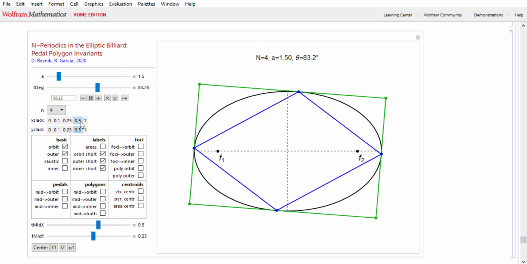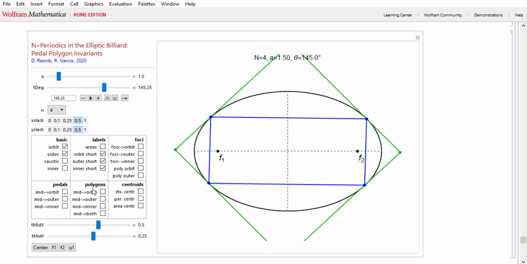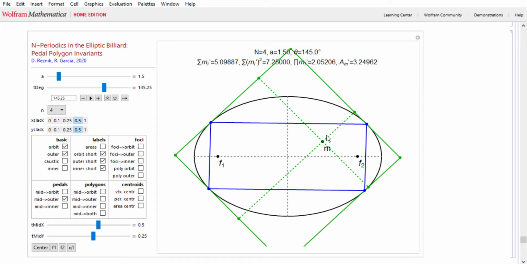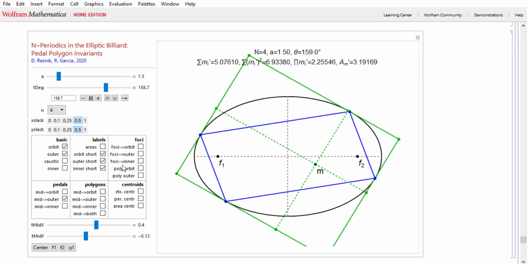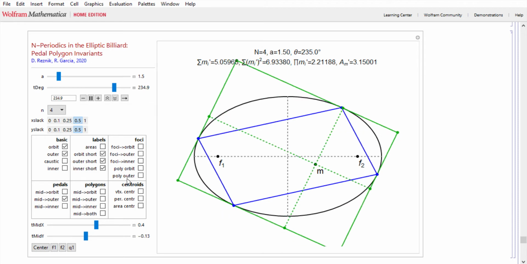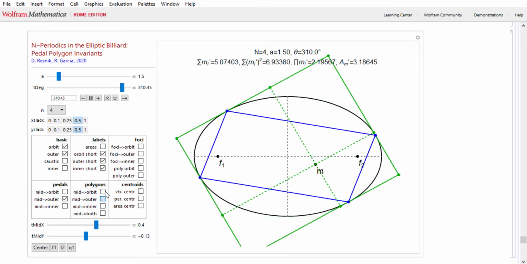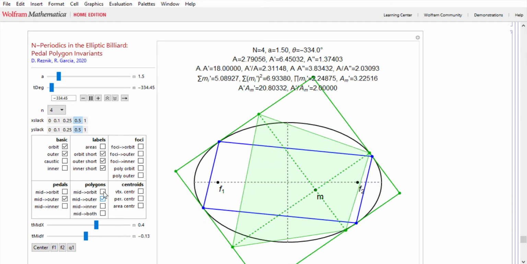Now what I want to represent, let me stop this, is a point M from which I'm going to draw perpendiculars to the sides. All right, now I can move this point M around like so, and I can animate my rectangle. Nice. Let's go ahead and draw the polygon that corresponds to that.